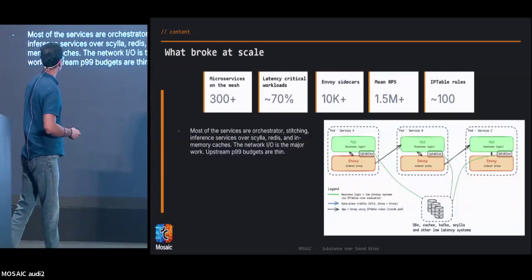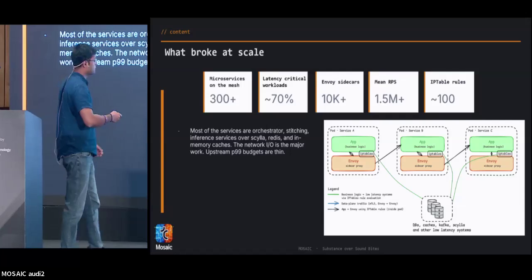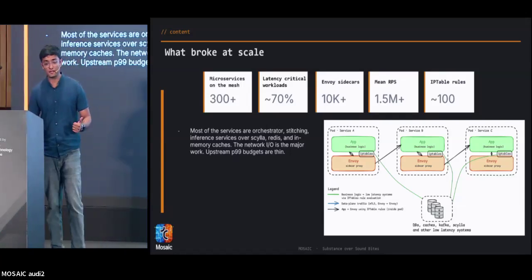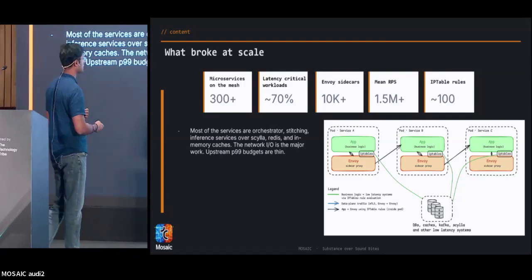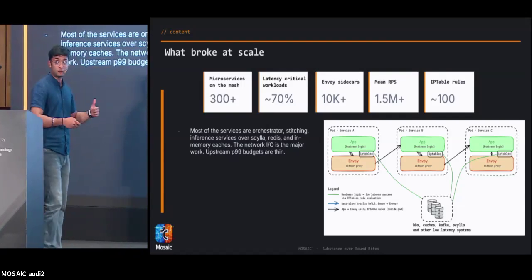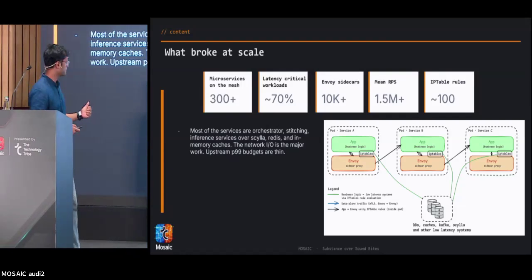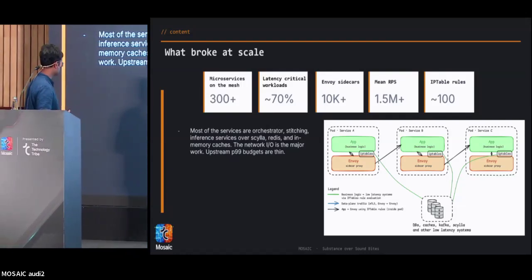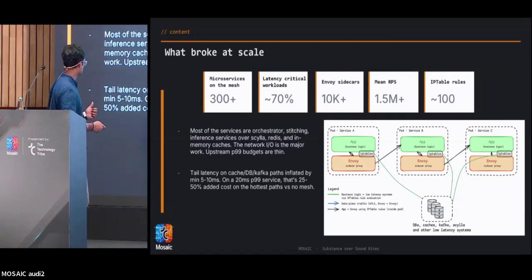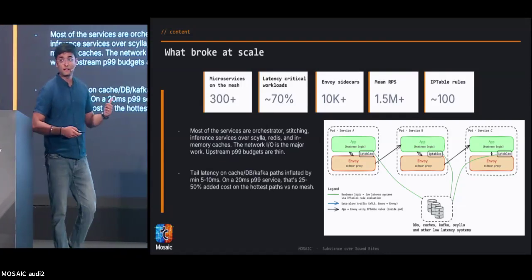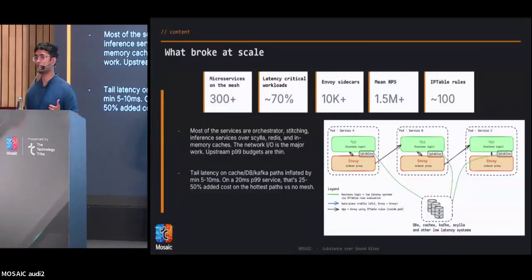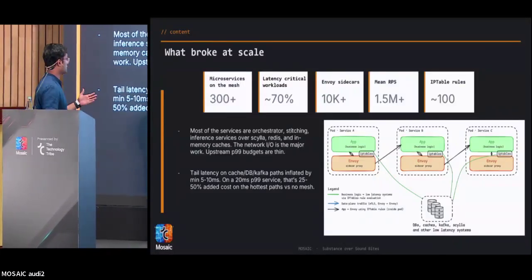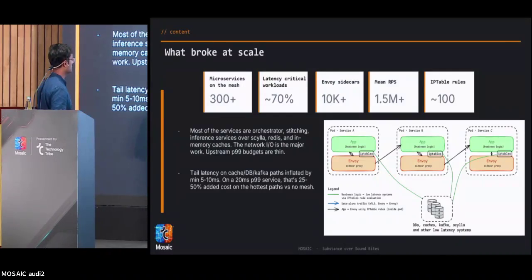Now, because these are stitching services, network IO is a major part of the work that needs to be done by these services, and of the network layer on top of which these pods and services run. Again, Envoy adds a flat 2 to 5 ms latency on top of these stitching services, which are most of our workloads.